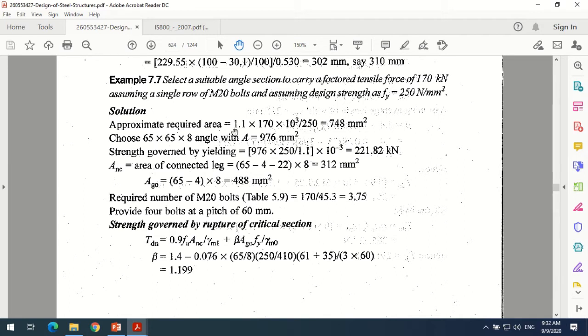For choosing a suitable angle section, what I recommend is that when you go for a bolted connection, increase this force by about 20%. If it is a welded connection, increase it by 10%.